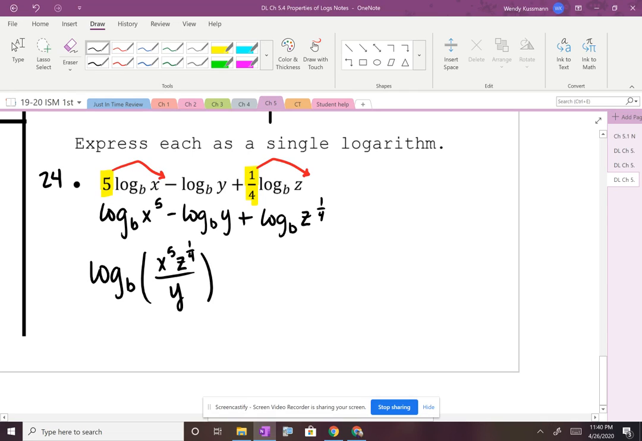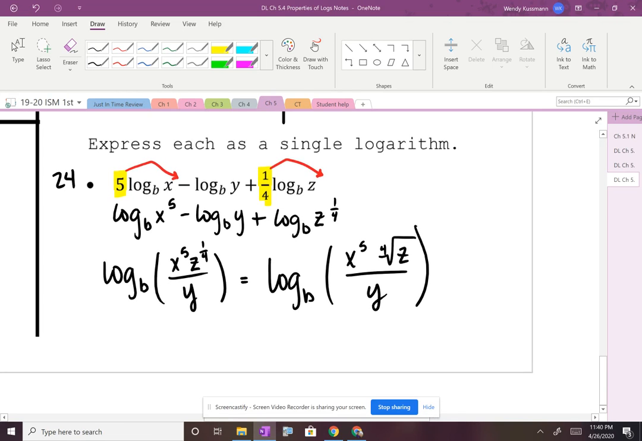This is an answer that my math lab would accept. It's perfectly fine with that. But one other step that might help us when we start doing the equations is changing that z to the 1/4 into a 4th root of z. So another equivalent expression would be this, log base b of x to the 5th times the 4th root of z, divided by y. Those are all the same.